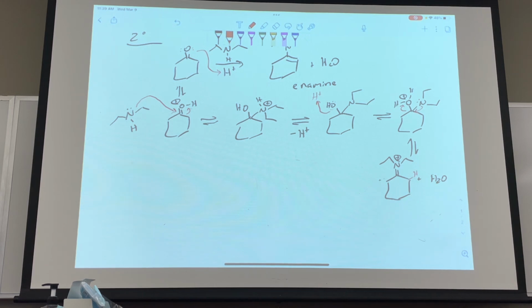So some base, probably another molecule of the amine, would come in, grab that proton, which is going to push electrons in there, and then back up onto nitrogen. And so in the end, what you're left with is a neutral enamine product.